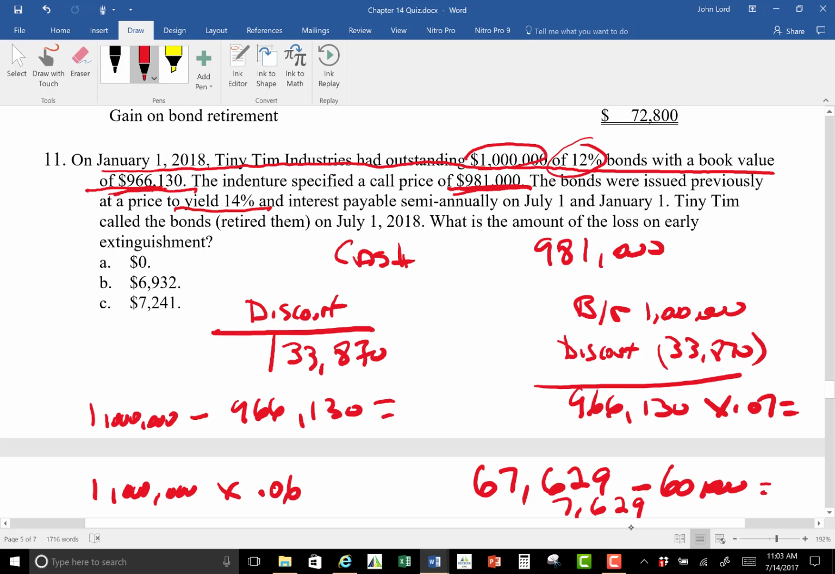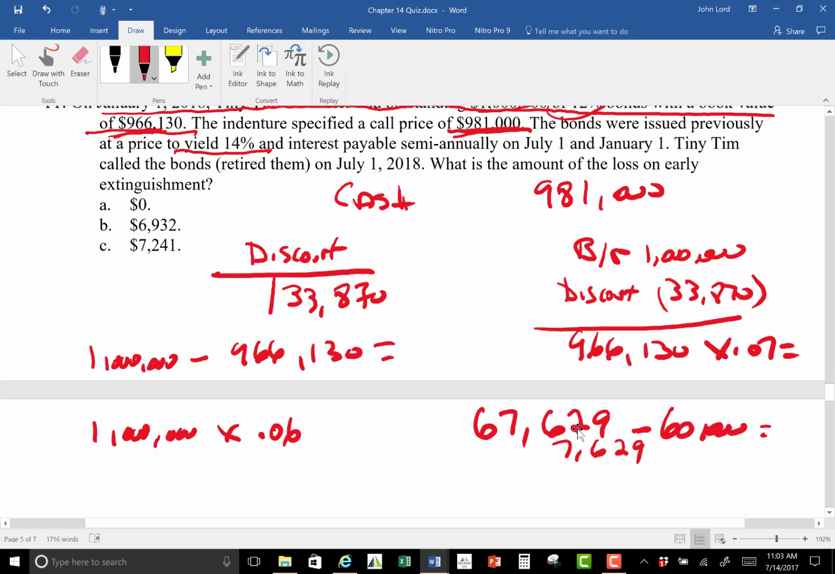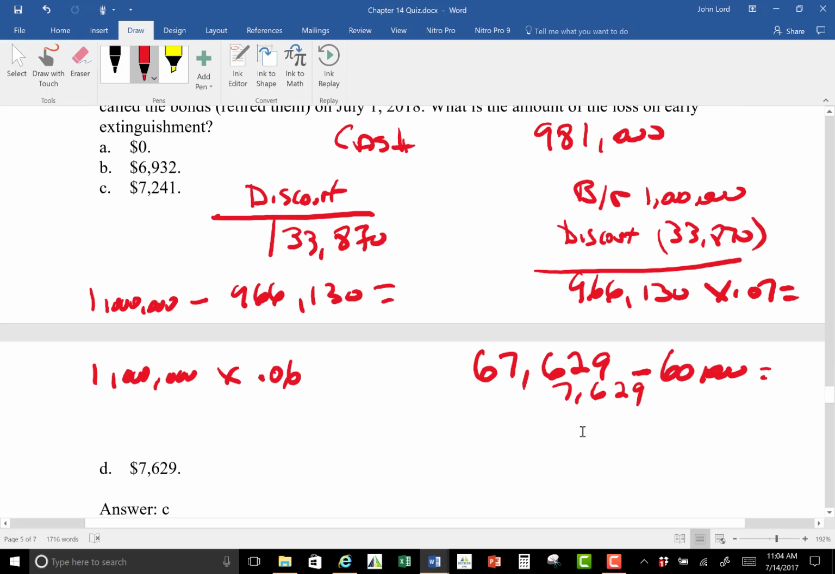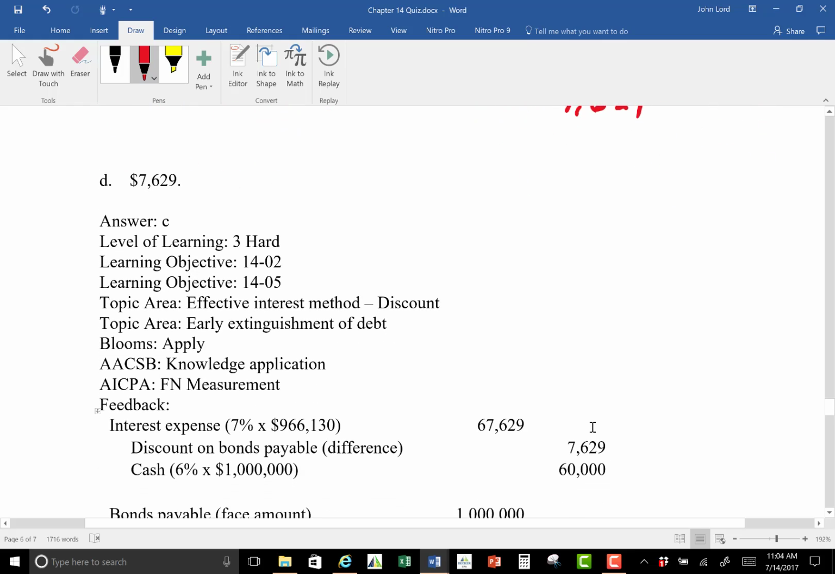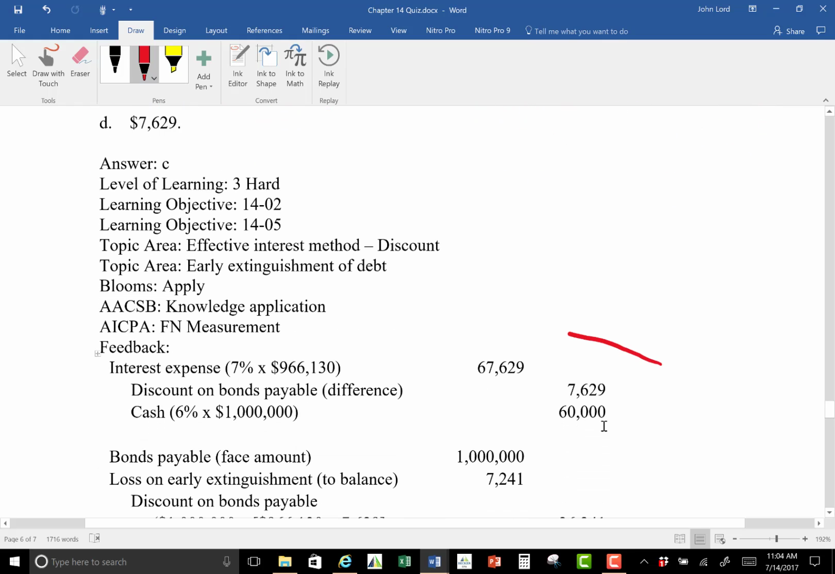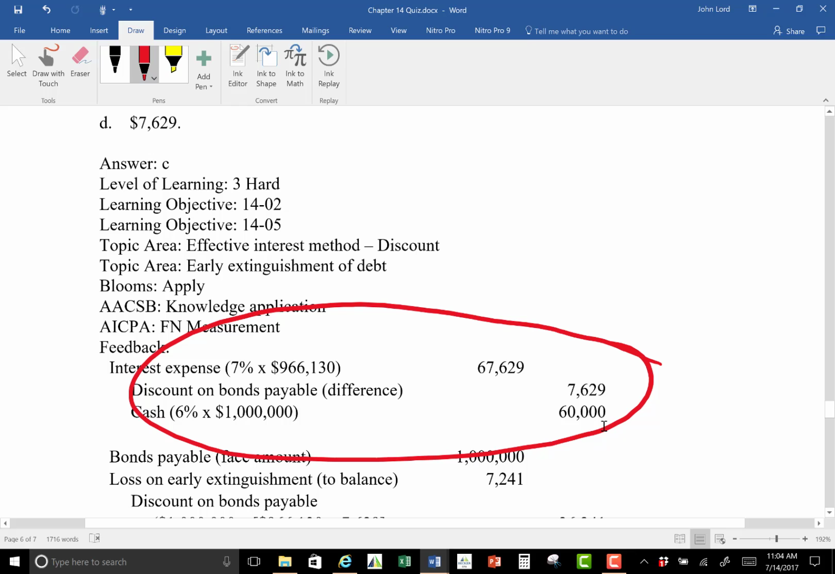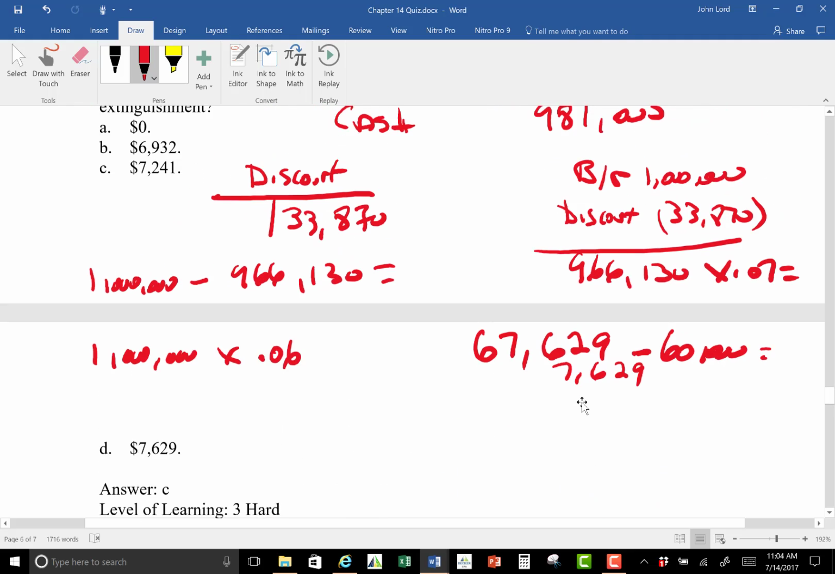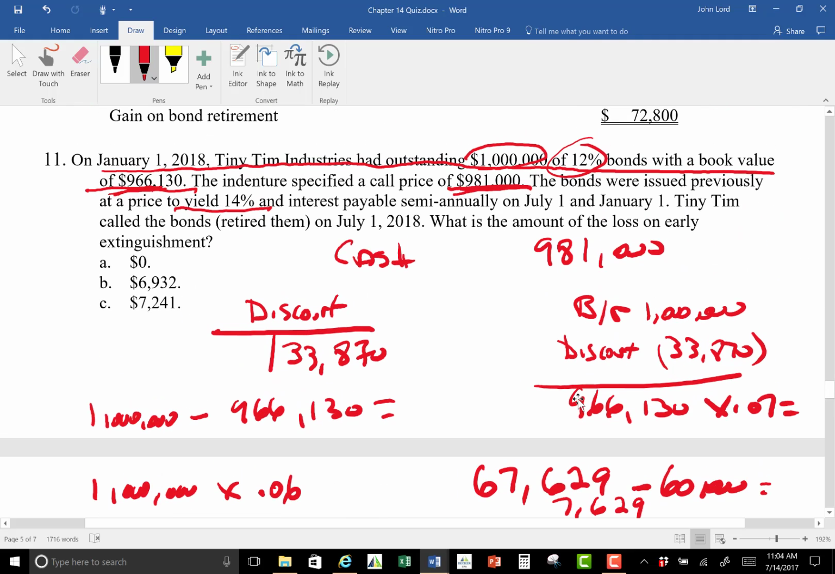Okay, so I'm going to go ahead and make this journal entry that they show us right here at that time. Can you explain why we're taking 7% for the interest, not 6? Because we calculate our interest expense on the market rate of interest.